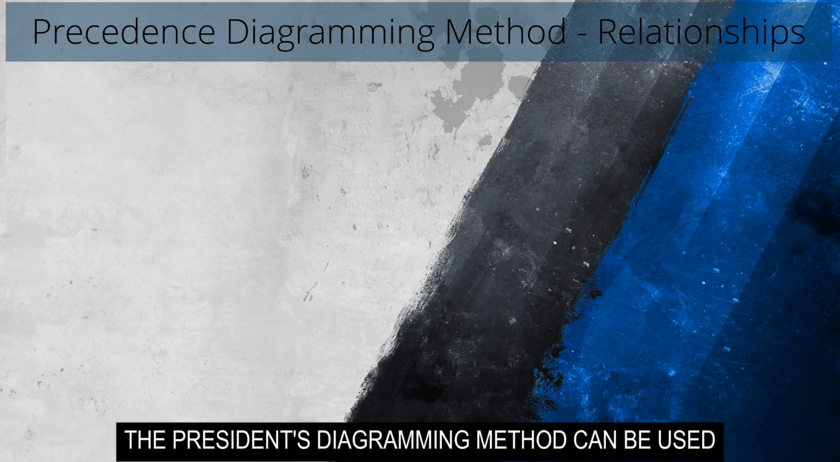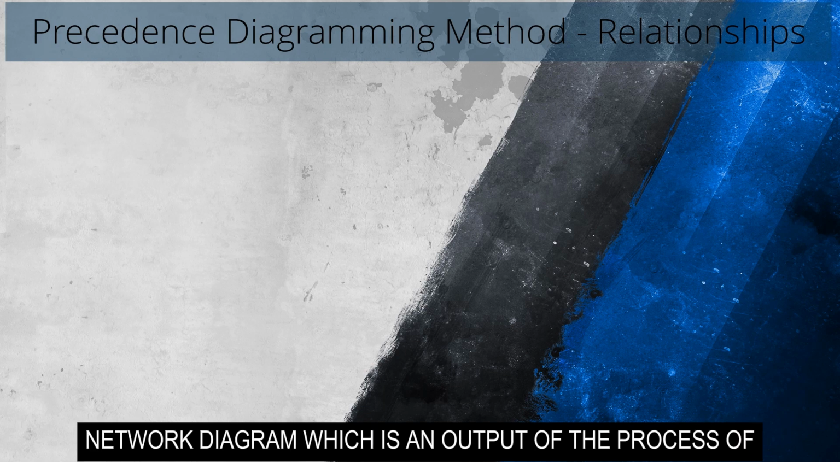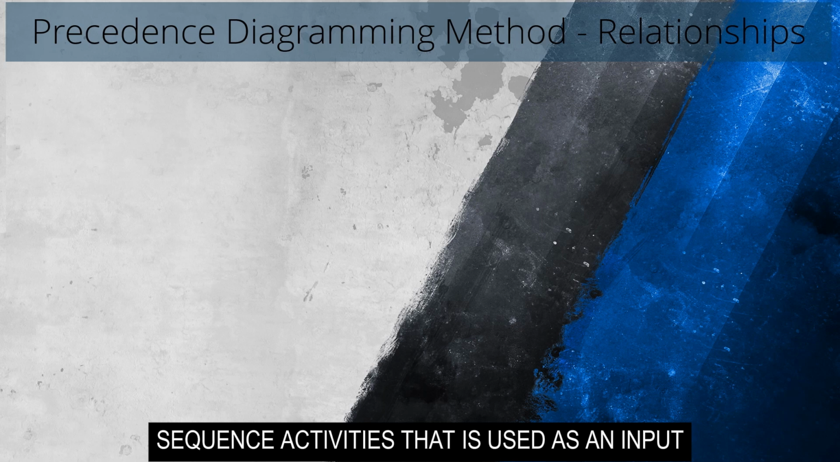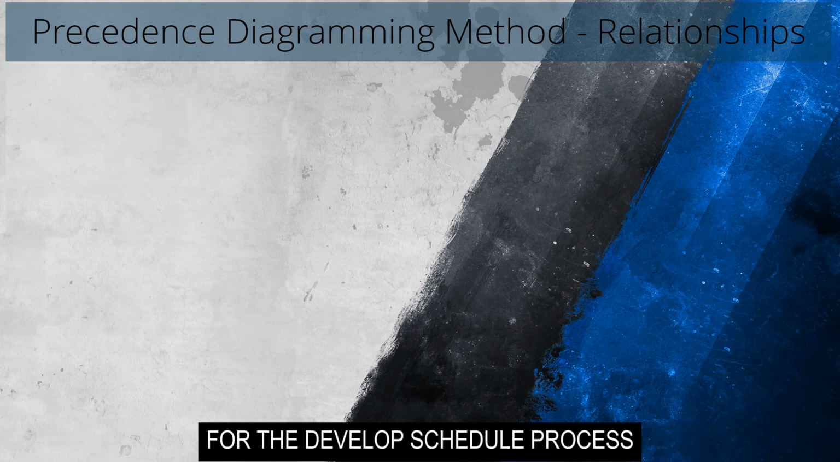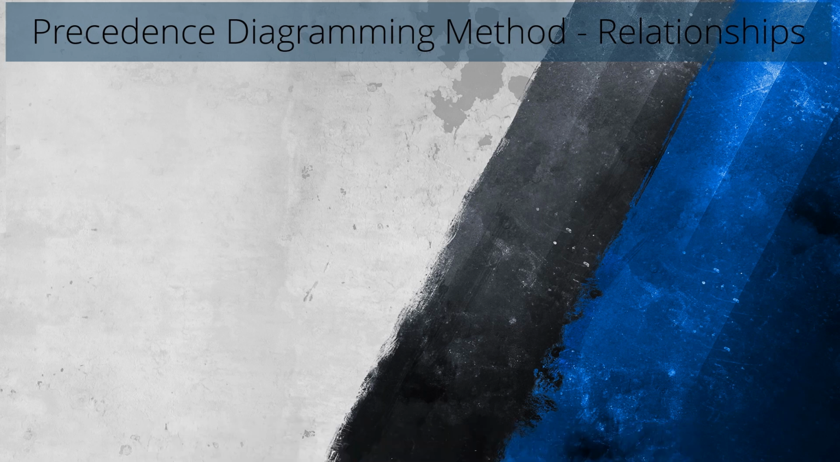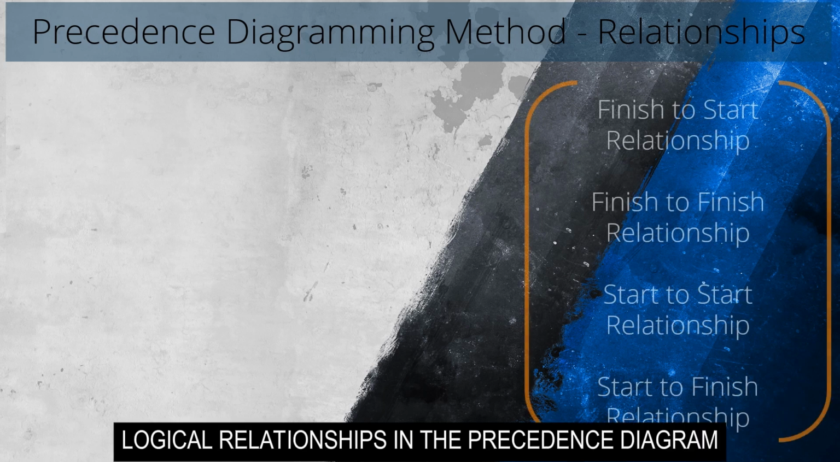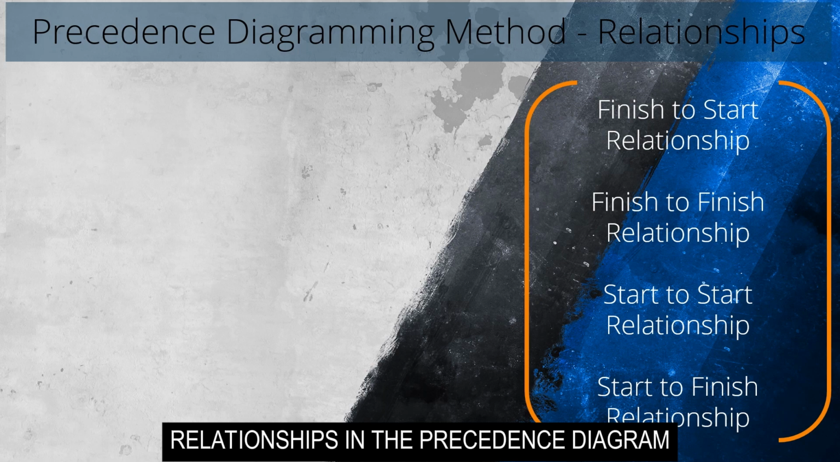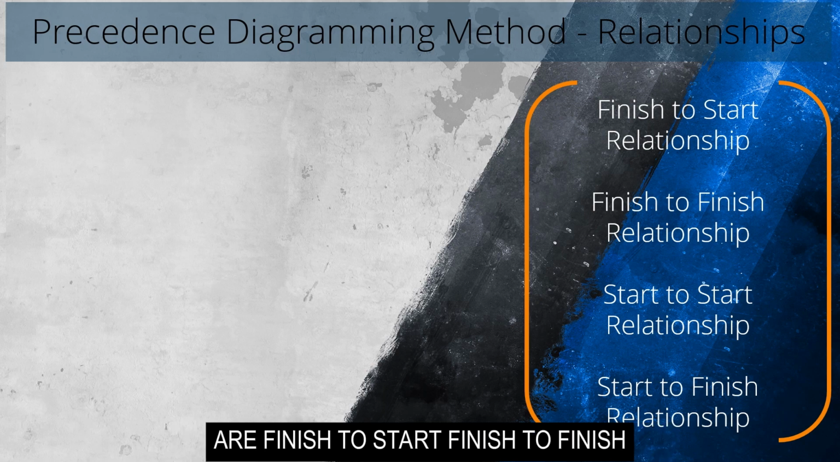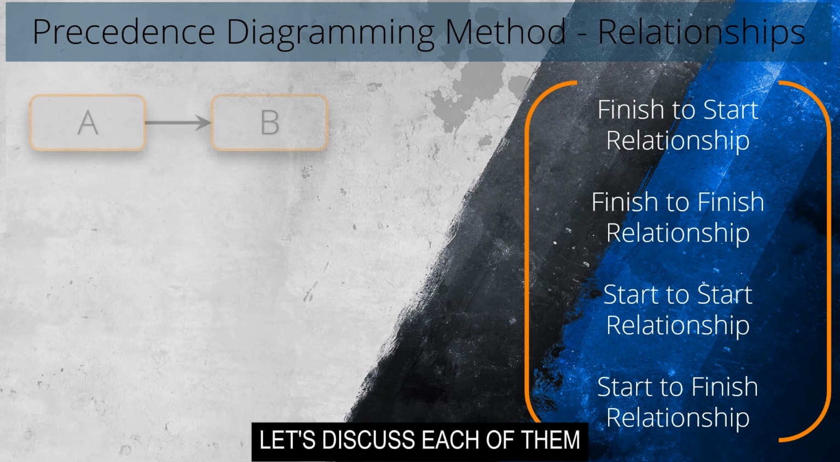The figure illustrates this by highlighting the interdependence of the many activities. The precedence diagramming method can be used for creating a project schedule network diagram, which is an output of the sequence activities process that is used as an input for the develop schedule process mentioned in the PMBOK Guide 6th edition. The four types of logical relationships in the precedence diagram are finish to start, finish to finish, start to start, and start to finish. Let's discuss each of them.